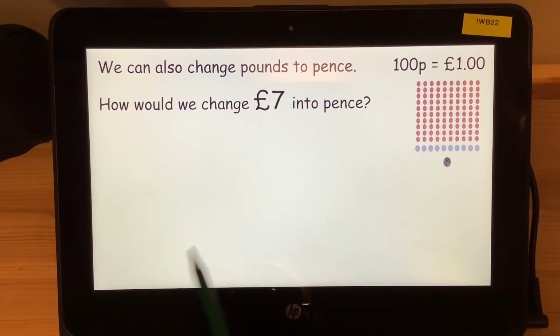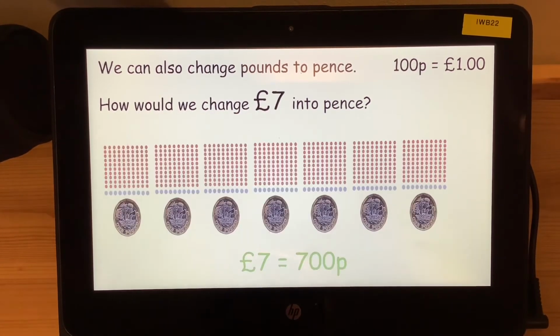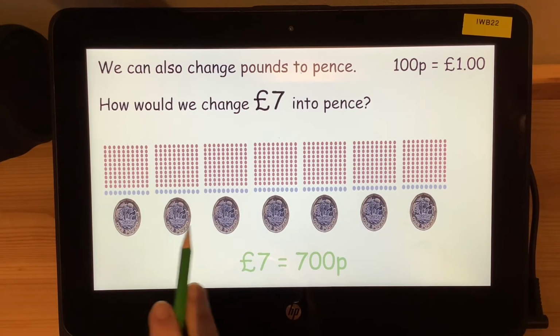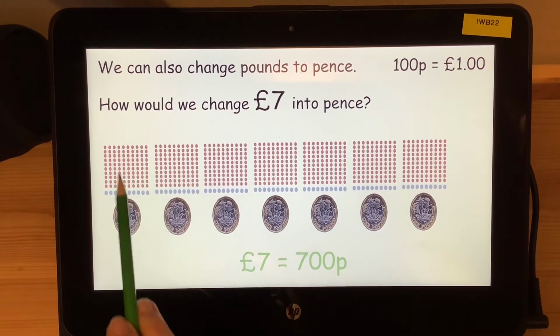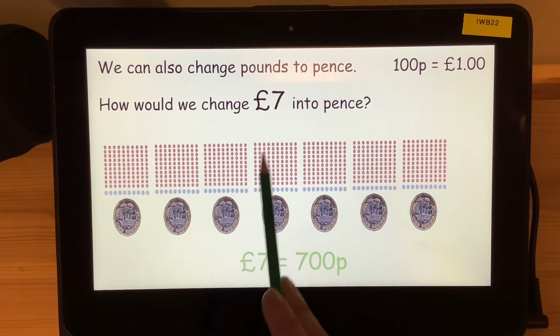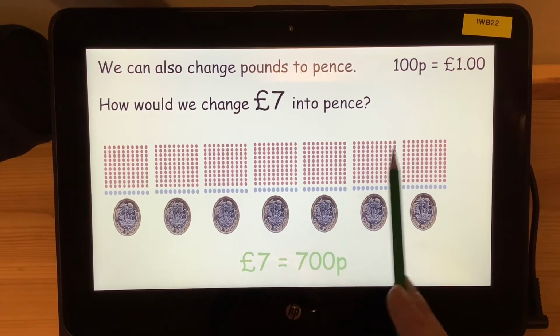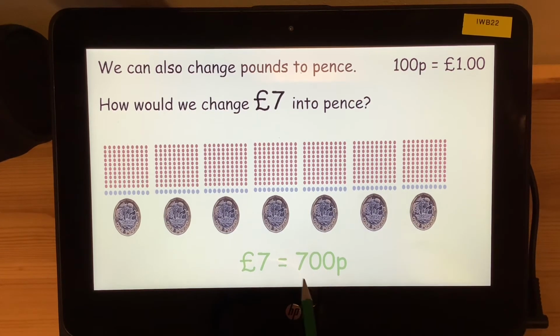So how would you change £7 into pence? Think about what that would mean for your picture and see if you can work it out. So hopefully you realise that if you had 1, 2, 3, 4, 5, 6, 7 pounds, then you would have 100 pennies inside each. So you'd have 100, 200, 300, 400, 500, 600 and 700. So you'd have 700 pence for £7.